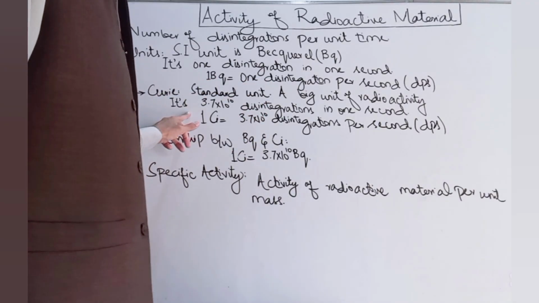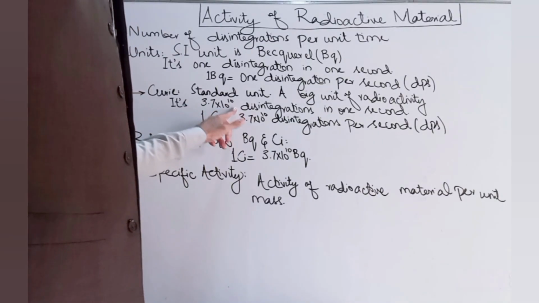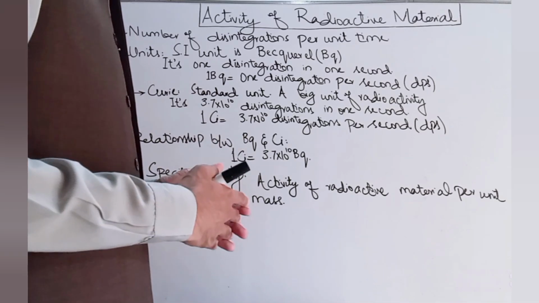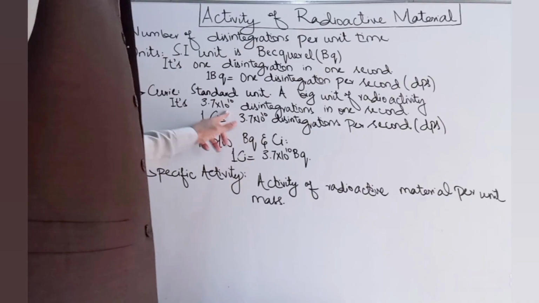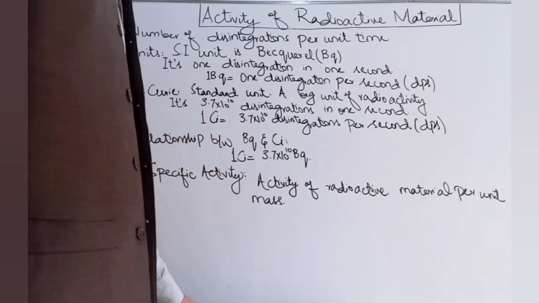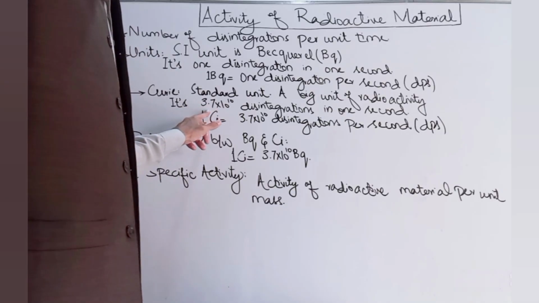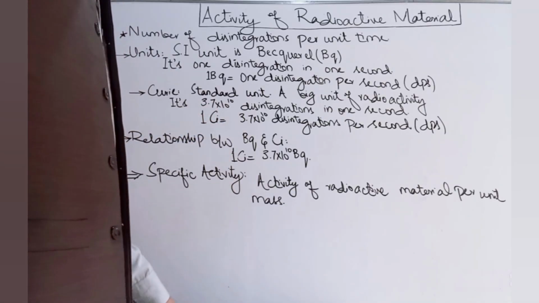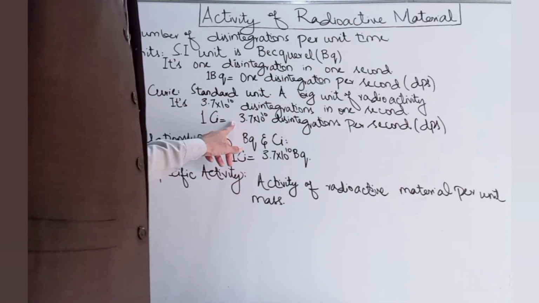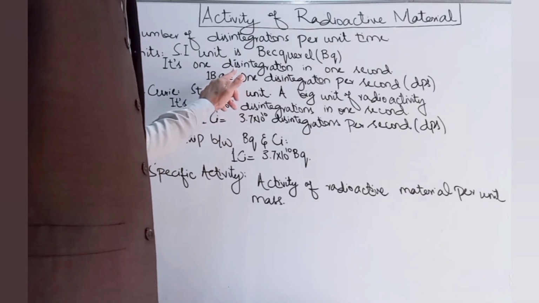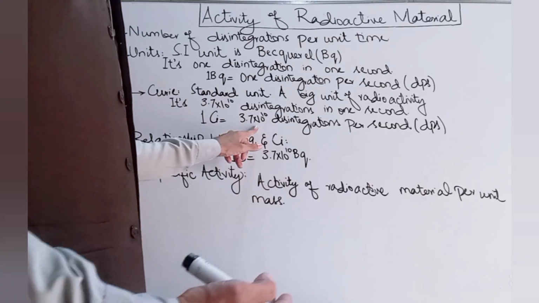It is equal to 3.7 × 10^10 disintegrations in 1 second. So if 3.7 × 10^10 nuclei are disintegrating in 1 second, the activity of the radioactive material would be 1 Curie. Curie is represented by the symbol Ci. So 1 Ci is equal to 3.7 × 10^10 DPS. It's quite a large unit compared to the Becquerel, which is one disintegration, while the Curie is 3.7 × 10^10 disintegrations in the same period of time.